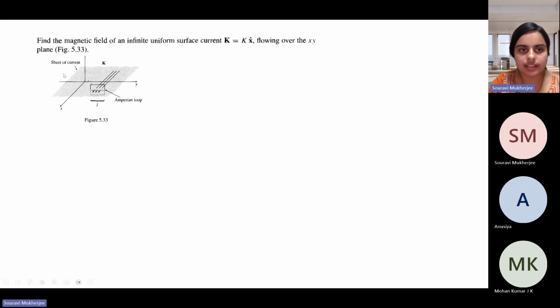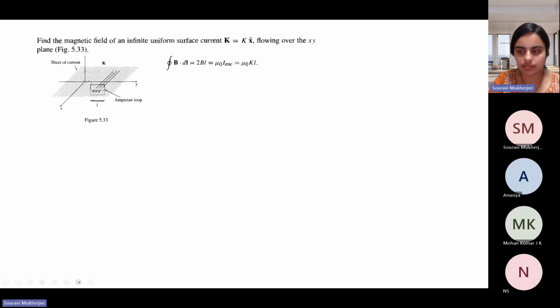So we consider this Amperian loop. If you consider this, what do you get? B dot dl is 2 times B times L, where L is the length of your Amperian loop. And what is the current that it encloses? It encloses mu naught K times L.